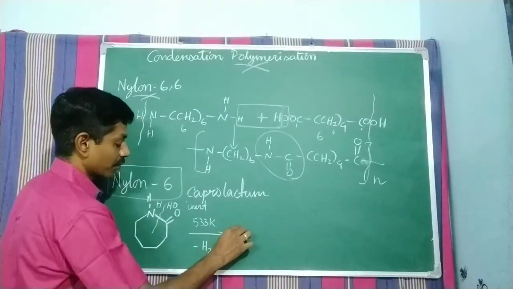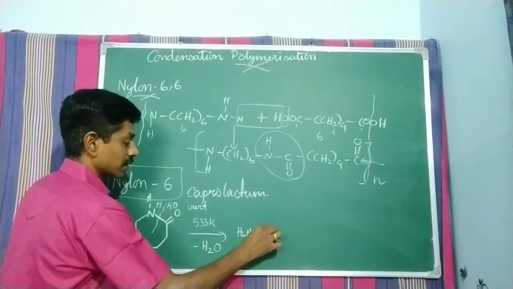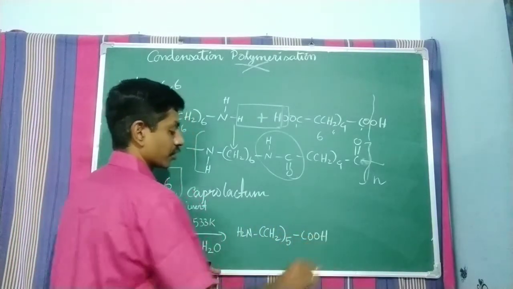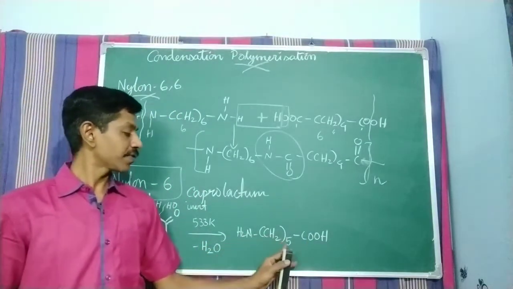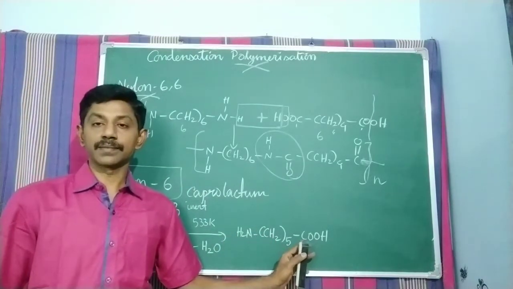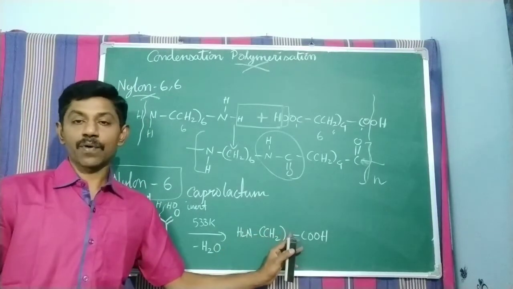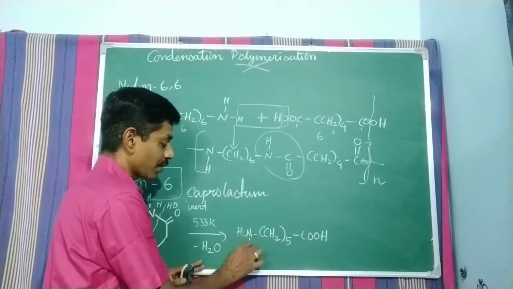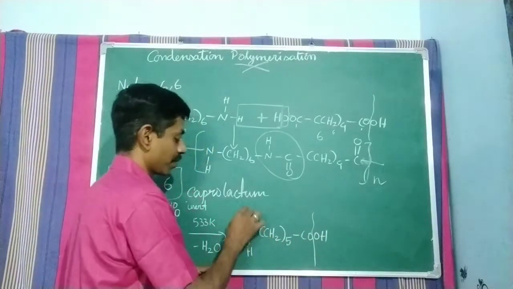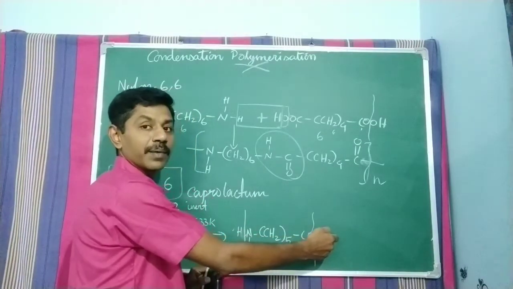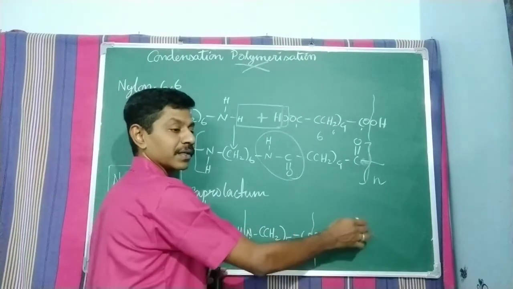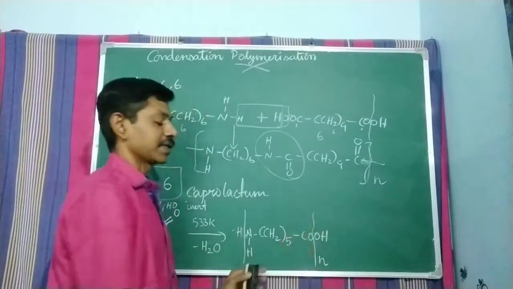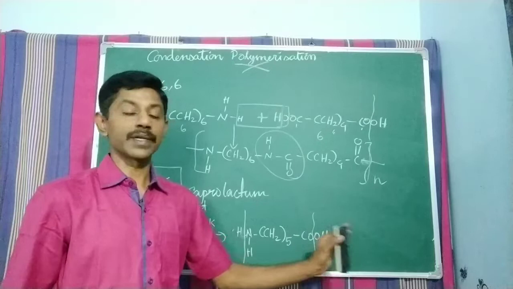So because of that you will get a compound NH2CH2 5 times and then COOH. So totally the number of carbon atoms becomes 6, 5 plus 1 is 6. So this caproic acid formed will go for the polymerization process. Same concept. This molecule has an amino group on one side and a carboxylic acid group on the other side. As usual, this carboxylic acid will join with a neighboring caproic acid's amino group. So amino group and acid will react to form a polyamide type of linkage. So many times this polymer will be formed. Then the final product formed is going to be nylon 6.